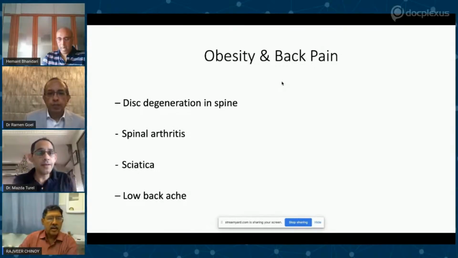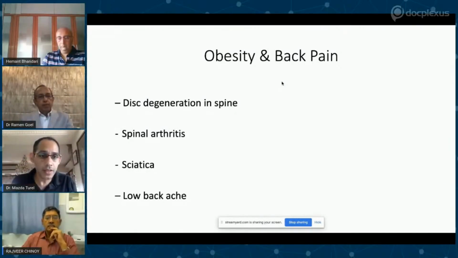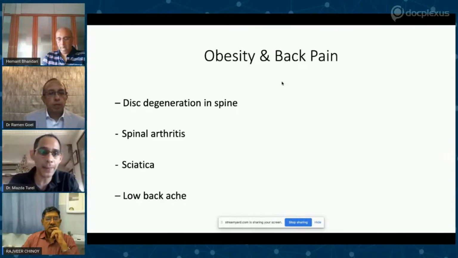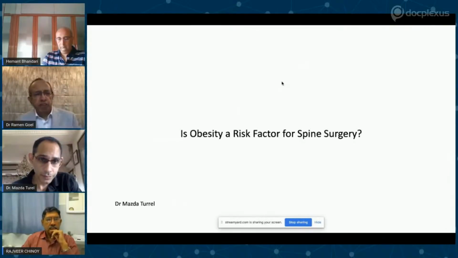And then obviously you have disc degeneration, which results in arthritis, and eventually when it gets worse, either due to facet joint arthropathy or due to instability, you can get sciatica and back pain, and then neurogenic claudication, etc.